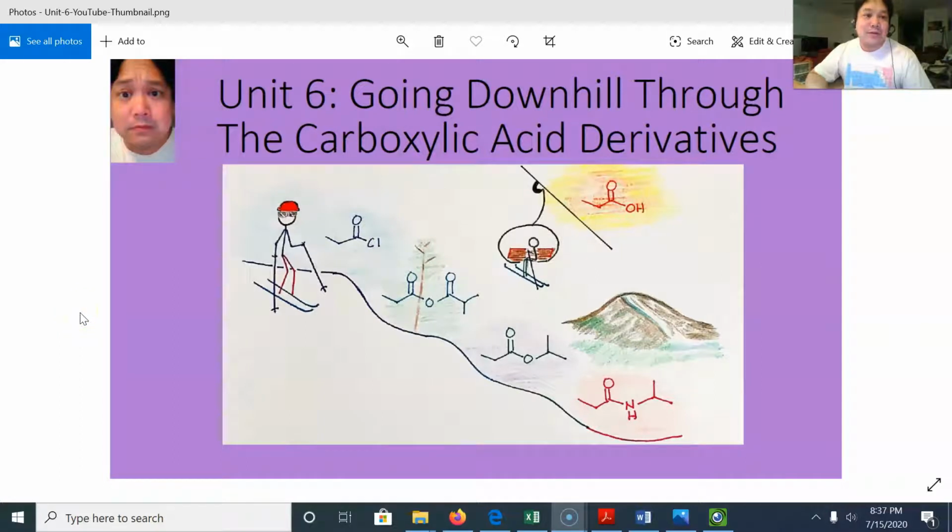Hi everyone, we have a new unit, unit number 6. I titled it Going Downhill Through the Carboxylic Acid Derivatives because when we interconvert from derivative to derivative, there are 4 derivatives, it is much easier to go downhill than it is to go uphill. And in fact, to get back uphill, we'll have to go through a ski lift through this carboxylic acid.